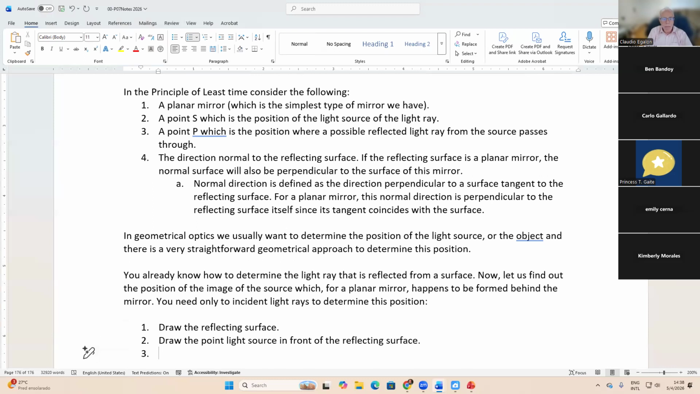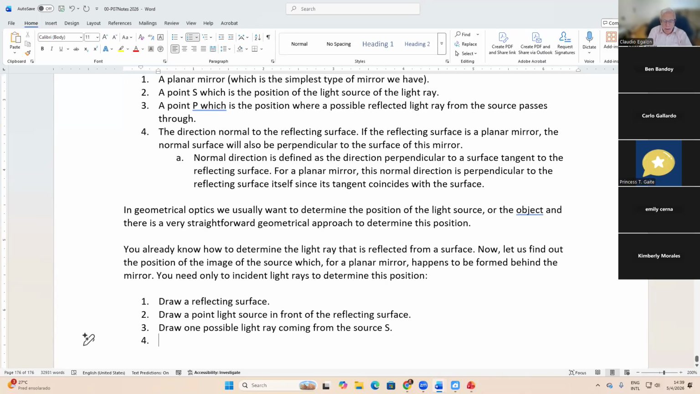3, draw one possible light ray coming from the source S, right? Draw a point light source. A reflecting surface. Draw a reflecting surface. Draw a point light source in front of the reflecting surface. Draw one possible light ray coming from the light source S.